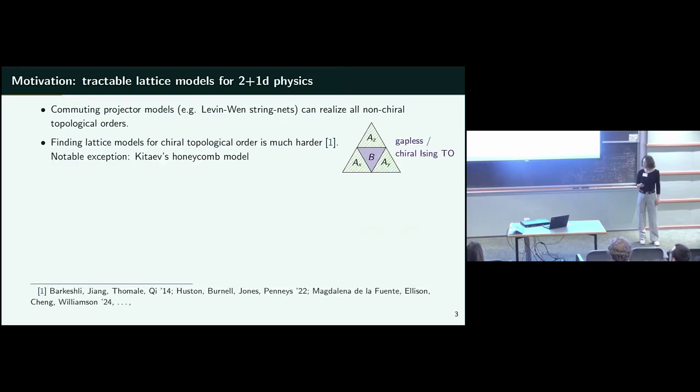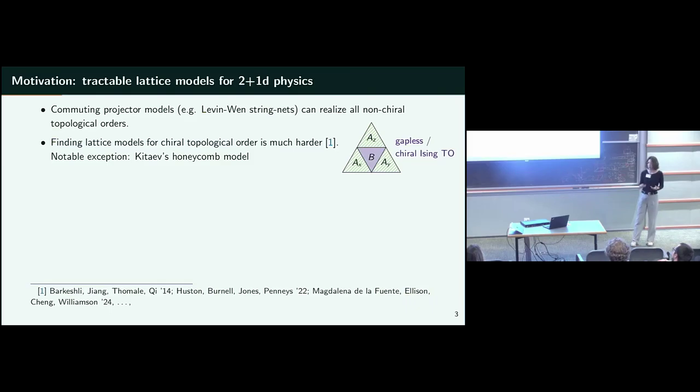And there are some ways to go around this. For example, we can place string nets on the surfaces of 3+1d Walker-Wang bulks, and this was done in some recent literature. Another possible route is to move beyond commuting projectors and consider models whose local terms don't commute. And one example here is Kitaev's honeycomb model, which has chiral Ising topological order when time reversal symmetry gets broken, and which can be solved exactly with free fermions.